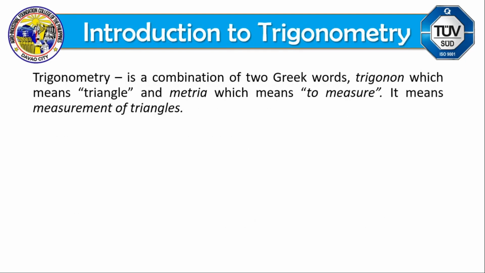So, let's start with the introduction to trigonometry. Trigonometry is a combination of two Greek words. It is actually a contraction of two words: trigonon, which means triangle, and metria, which means to measure. So basically, when we combine those two words, we have the basic meaning of trigonometry, which is the measurement of triangles.